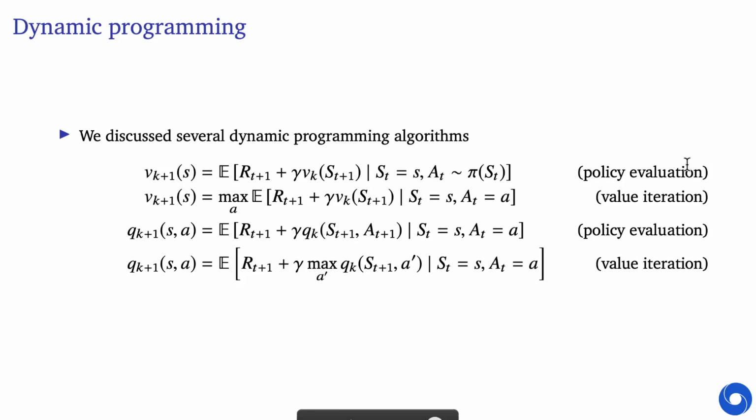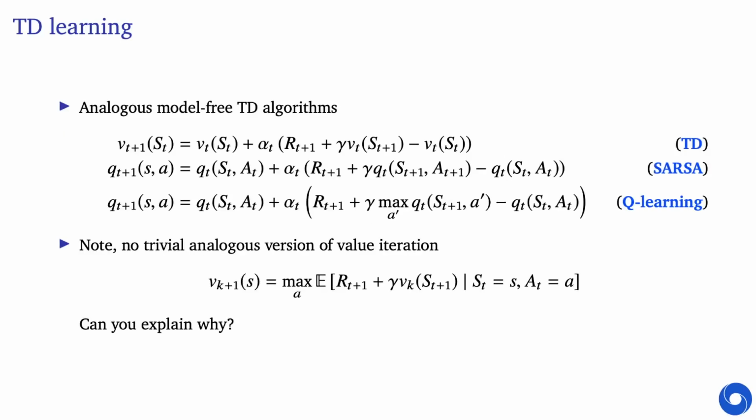Then for both these categories, policy evaluation and value iteration, there are 2 variants, one for state value learning and one for state action value learning. So we see these V state values and Q state action values. We notice that the policy evaluation for state action values looks a lot like Sarsa, and indeed there's a strong relationship to those. Indeed, not all of them, but many of these algorithms can be turned into model-free algorithms, which is what we're going to do here.